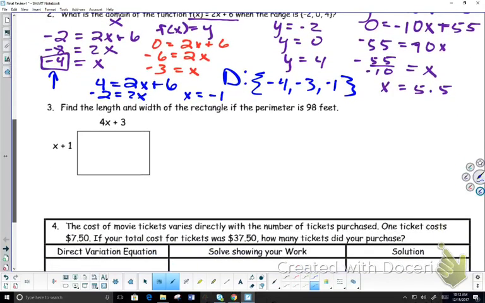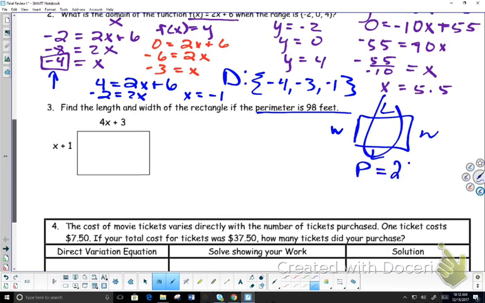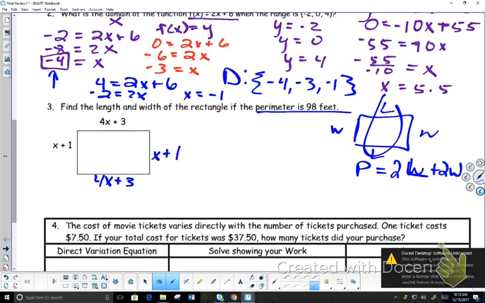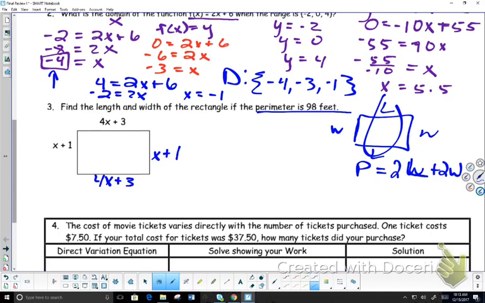Then we got another scenario, find the length and width of a rectangle with a perimeter of 98. Okay, so let's remember what perimeter is. Perimeter on a rectangle is where you go all the way around. So in other words, perimeter equals 2 L's plus 2 W's, okay? So that means this length right here is 4x plus 3, this is x plus 1. So I've got 98, which is my perimeter, equals 2 times this 4x plus 3, and 2 times this x plus 1.